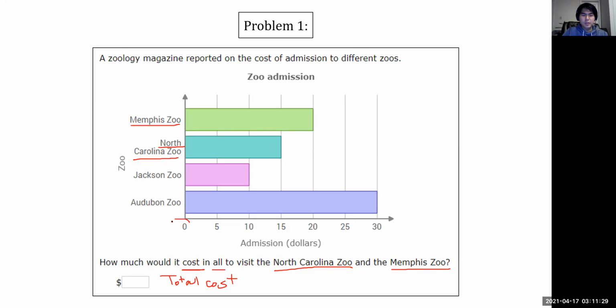The first thing I'm going to do is start from this axis. I'm going to start here at position 0, and I will be tracing a line all the way to the right until I reach the end of the bar, which I have just done. Now that I've reached the point where this bar ends, I am going to draw a vertical line downwards all the way to the axis so that I can get the cost of admission. And what I get is that the cost of admission for the North Carolina Zoo is $15.